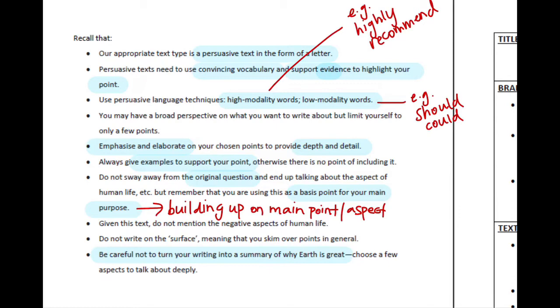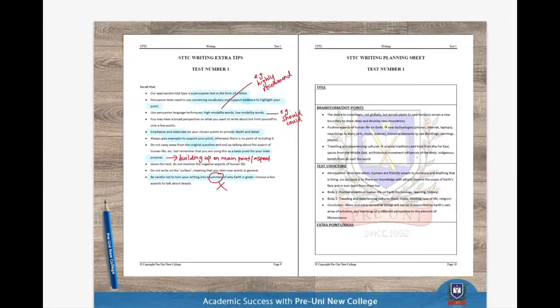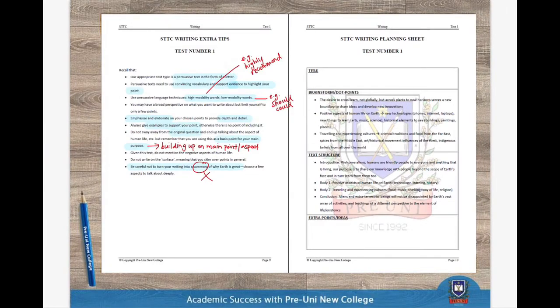You need to really break it down, because just assume that the alien doesn't know anything about Earth. They know nothing, and if you go through everything, it'll be too overwhelming and not detailed enough for them to actually understand or create a sense of connection with human life or human lifestyles. So you want to choose 1 or 2 points and then break it down and elaborate, emphasize, include examples and all that. So I'll say do not turn it into a summary. Put a big cross next to that.